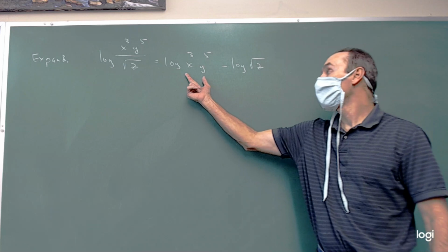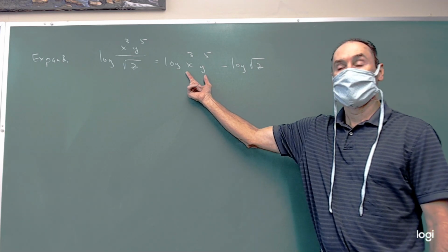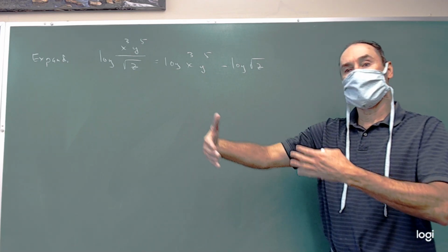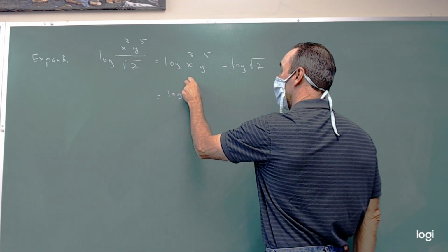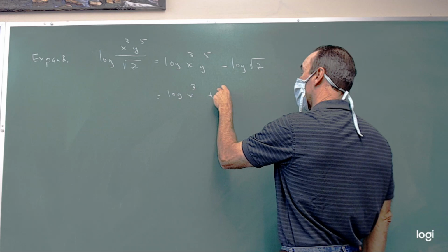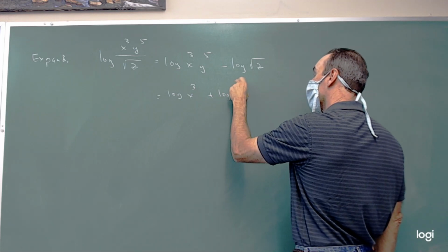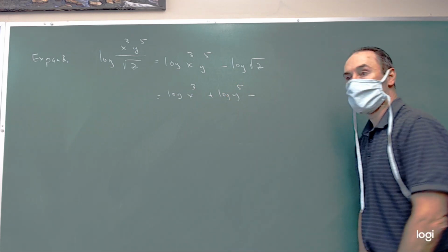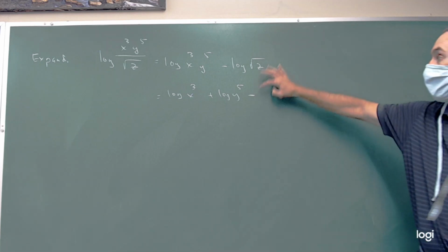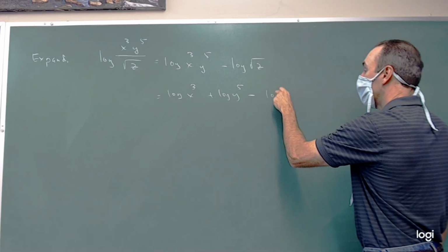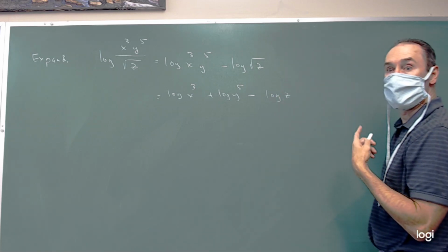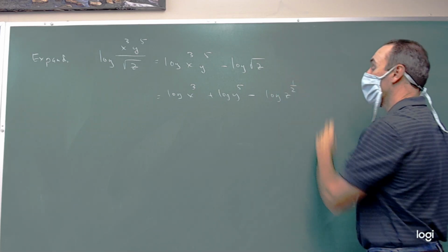Now we have here a log of a product. So we can make that into the sum of the logs. So we can call this the log of x to the third plus the log of y to the fifth minus, and in preparation for the next step, we can write the square root of z as the log of z to the 1/2 power.